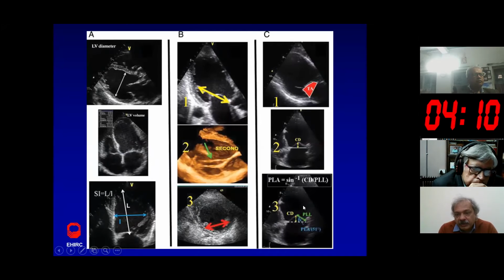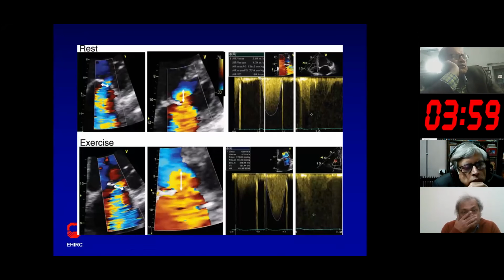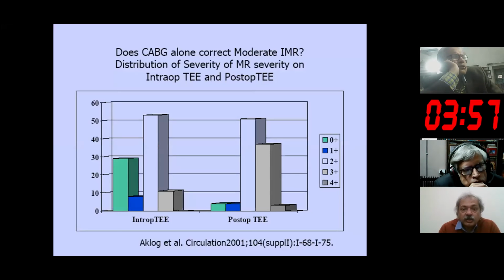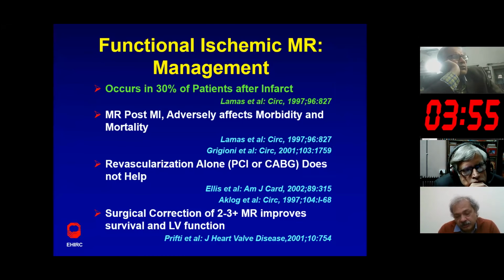the angle between the posterior mitral leaflet and the annulus, the coaptation distance, and the tenting area. These are the ones which should be calculated, because they all have, if nothing else, prognostic value. Now, where are we as far as functional MR is concerned, as far as management is concerned?